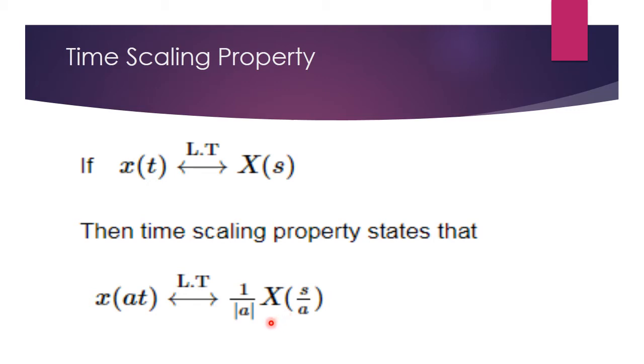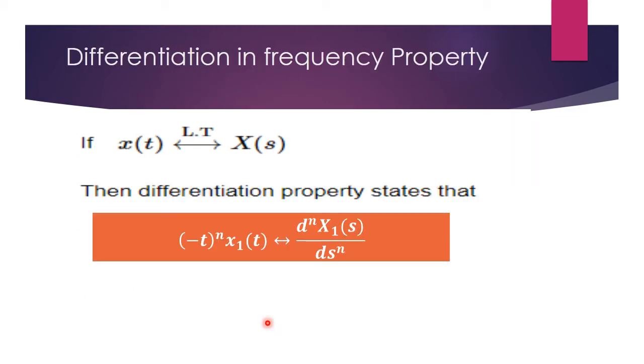So these properties are similar to the Fourier transform, but here we are using them in the s domain. The next property is differentiation in frequency. Here also, x of t has Laplace transform capital X of s, then minus t power n into x of t, on taking Laplace transform, gives d power n X of s divided by ds power n. So if n is equal to 1, you will get minus t into x of t on Laplace transform d X of s divided by ds. Like that it goes on.